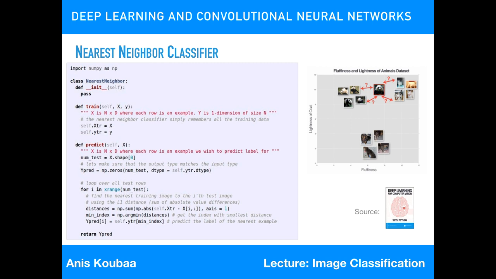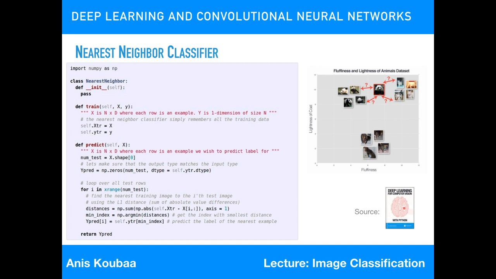This is an example here of Python code, which you can find in this book, Deep Learning for Computer Vision. We have a copy here. It's a very nice book. It has three volumes, one for starters and two others for advanced.